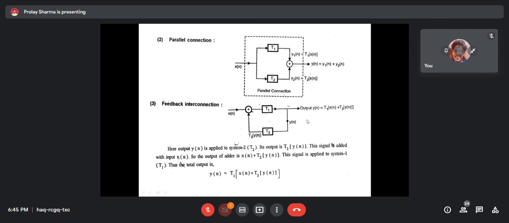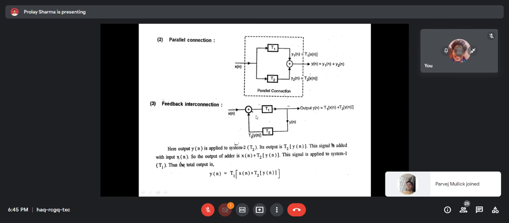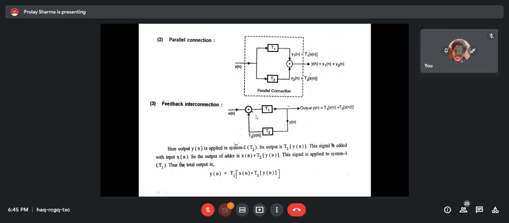Now the feedback system is a very interesting system. Here feedback means some portion of the output signal is taken to the input side. This is called feedback, and feedback can be positive feedback or negative feedback. Two types of feedback are available. If the sampled output signal is added with the input sample, then it is called positive feedback, and if it is subtracted from the input signal, then it will be called negative feedback.